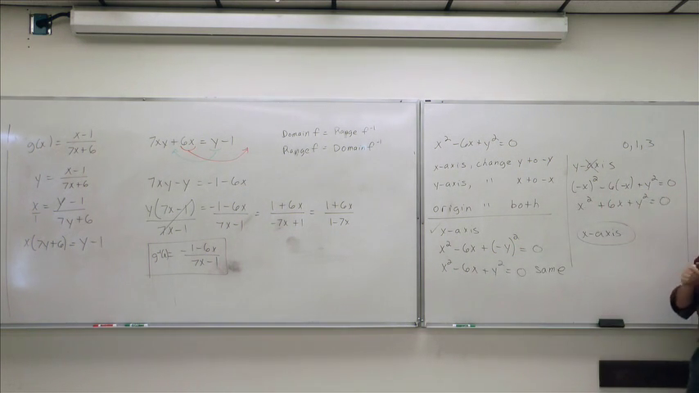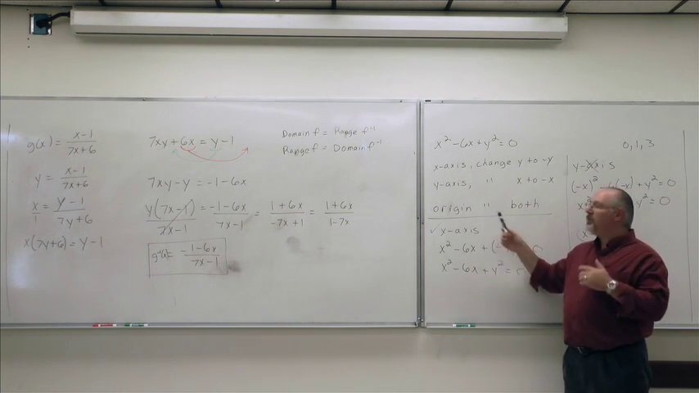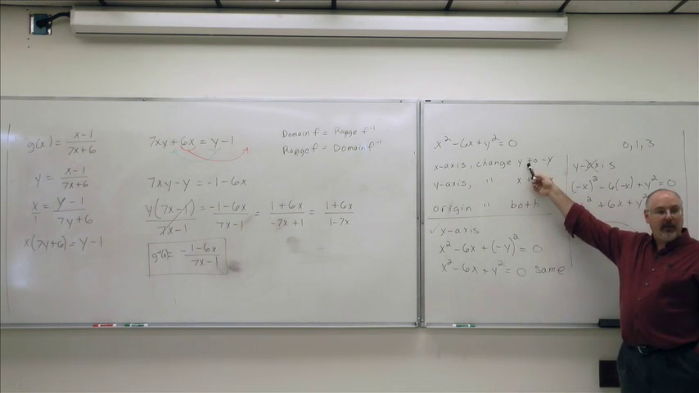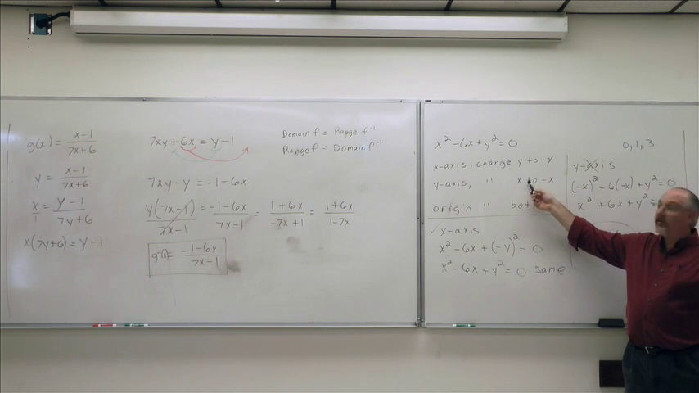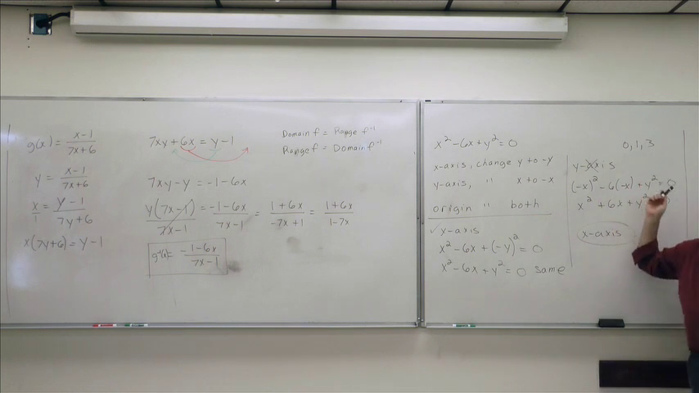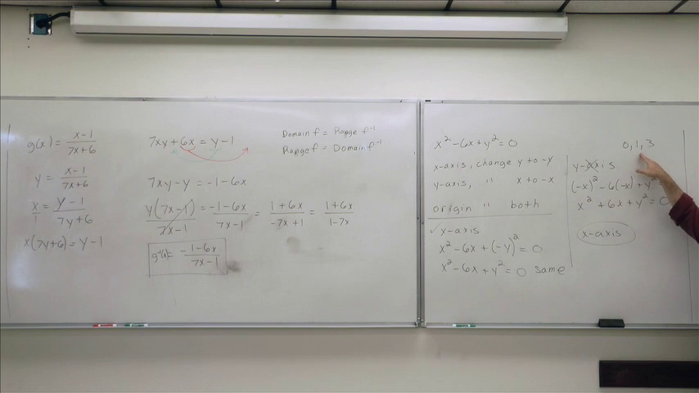The only time you need to determine if there's origin symmetry is if there's neither x-axis symmetry nor y-axis symmetry. So if neither of these work, then there's only one left. The answer of how many could you have is 0 or 1, and both of those are an option. So you still have to test it.